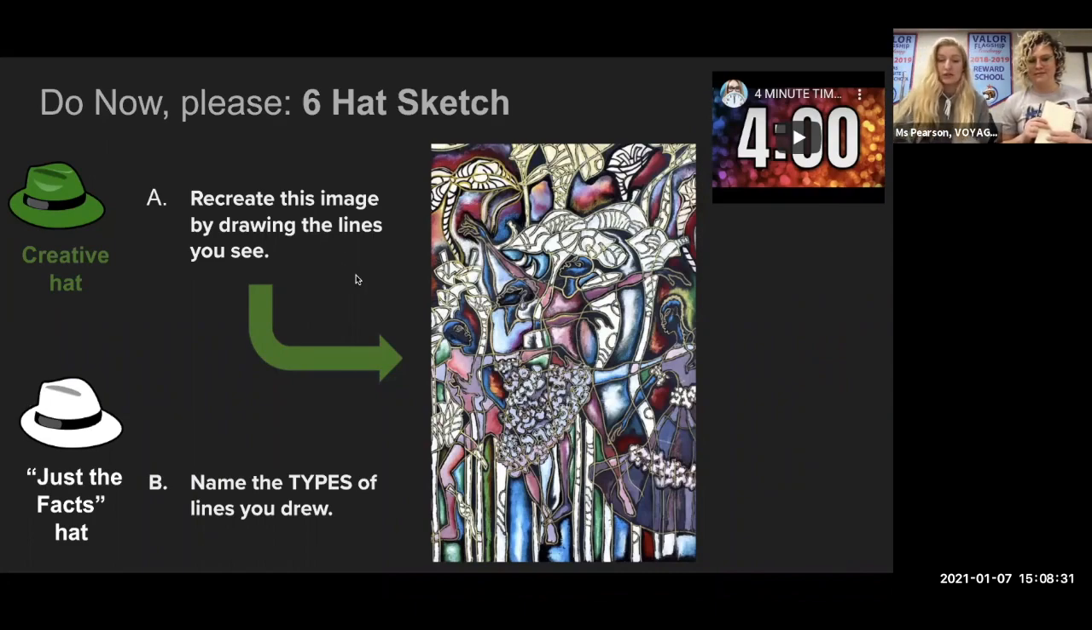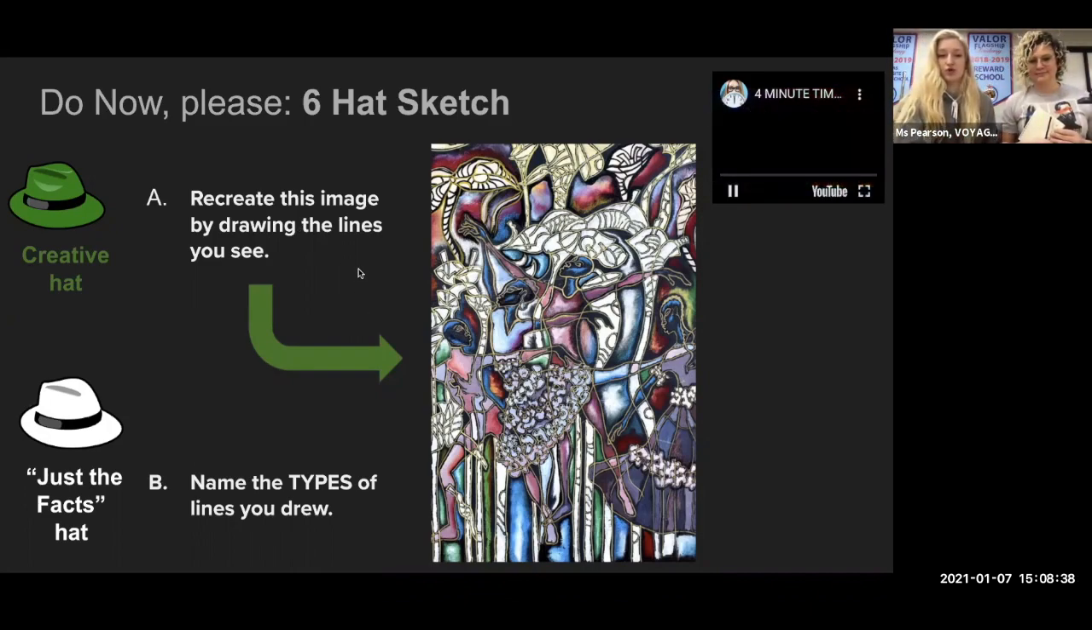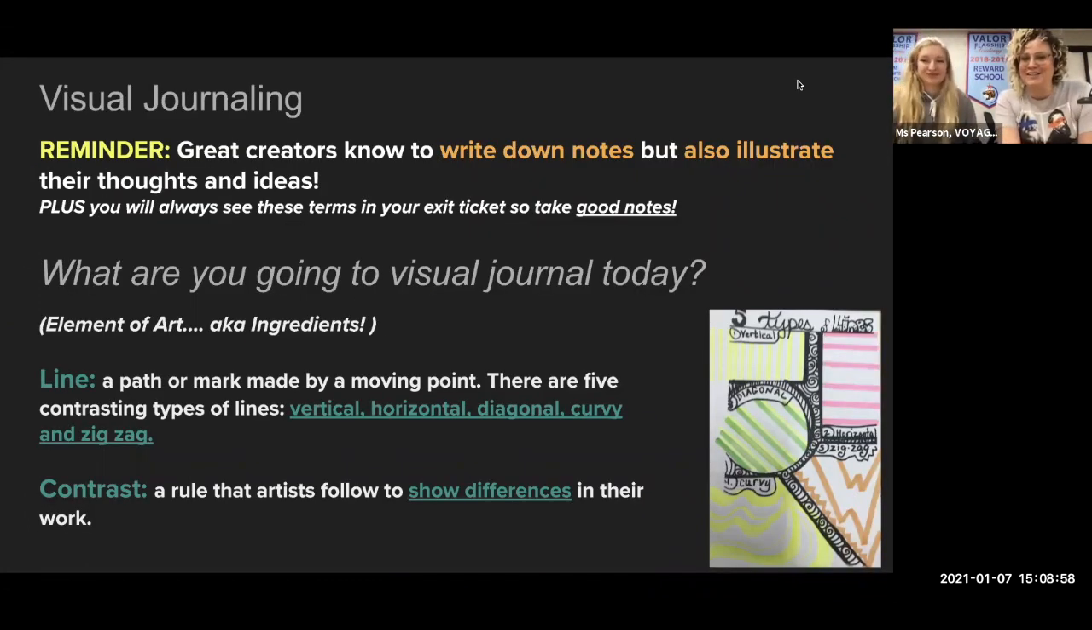Now we are gonna do the bottom half of our sketchbook, which is titled Visual Journaling. And that's exactly what we're gonna do. We're gonna visual journal. All right, guys, you guessed it. Today's all about lines. So for our visual journaling, remember, great creators know to do 2 things. They write down their notes, but they also draw their ideas. So we'll be doing both of those. Plus, listen, you're going to be seeing these terms again in your exit ticket, so take good notes now. So let's go ahead and start our visual journaling.